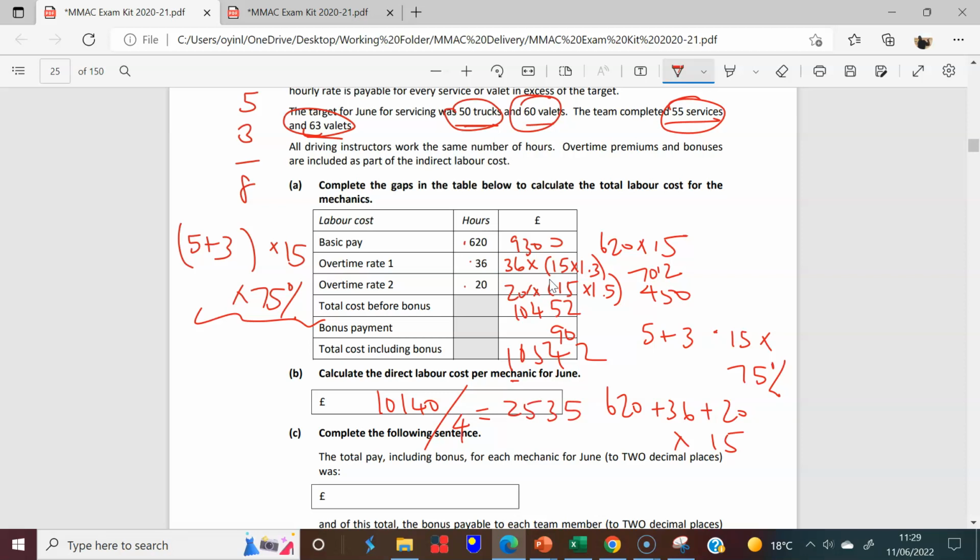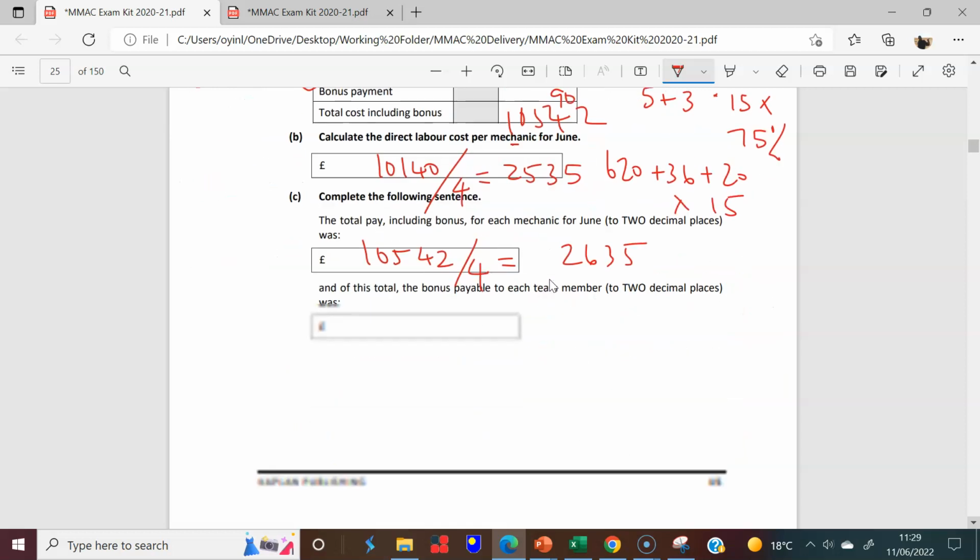Then this time including the total pay for each mechanic for June. So you can see how this works out technically. The total pay for each mechanic for June would therefore be the 10542 divided by 4. This is just asking what the general situation is. So hopefully you can differentiate between the two. And then here you have 2635.